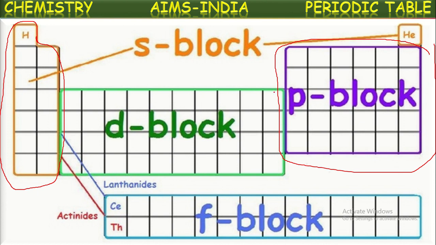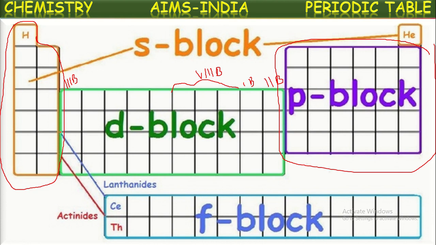In the same way, the middle 10 columns, we say this is the third B group, third B to second B. That means third B, fourth B, fifth B, sixth B, seventh B, and these three columns are called eighth B, and here 1B to 2B. These 10 columns of elements contain their differentiating electron in the d subshell. So they are classified as d block elements.